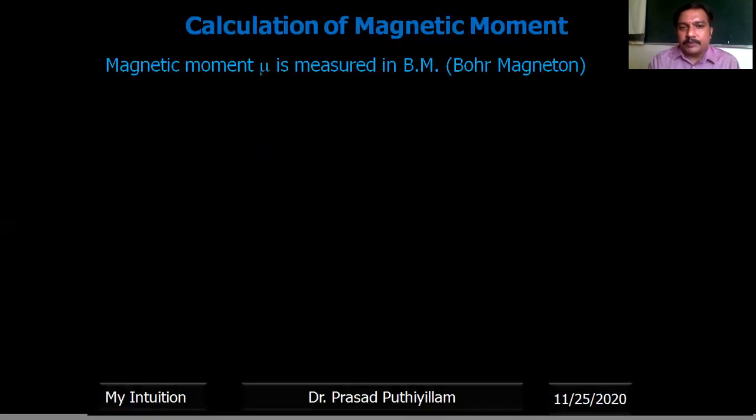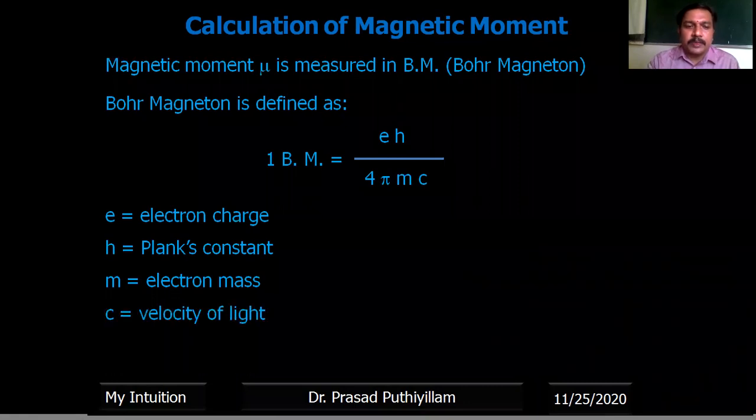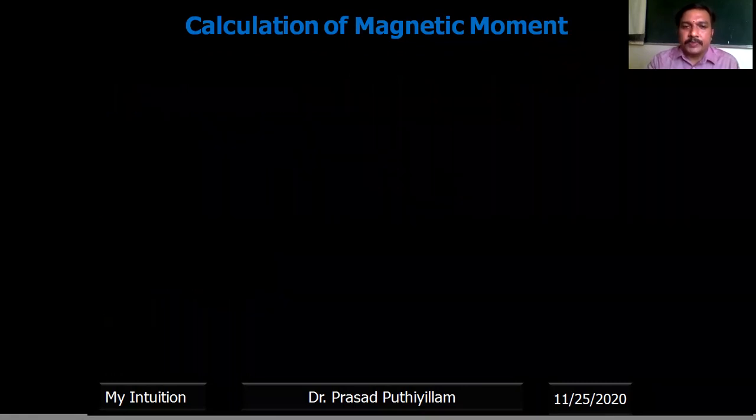Okay, magnetic moment mu is measured in terms of Bohr magneton, and one Bohr magneton is eh upon 4 pi mc, in which e is electron charge, h is Planck's constant, m is electron mass, and c is velocity of light.